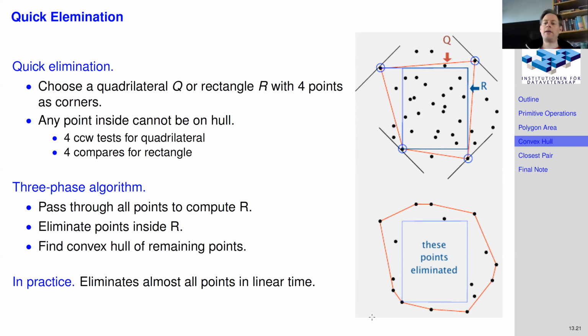There are also some interesting tricks one can do to speed things up, especially if you have very many points. You can select 4 points in your set and then remove everything that's inside of these 4, because everything that's inside this will definitely be inside the convex hull. If you have a quadrilateral, then you need to do 4 counterclockwise turn tests. If you have a rectangle, then you need to compare 4 points. So this is just a way to rapidly reduce the number of points that you need to consider. And then when you have removed a large part of the points, you can continue with any of the other methods.